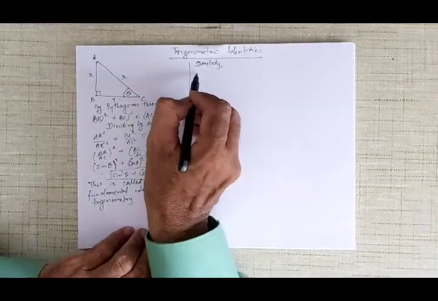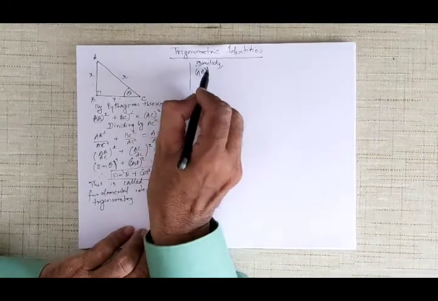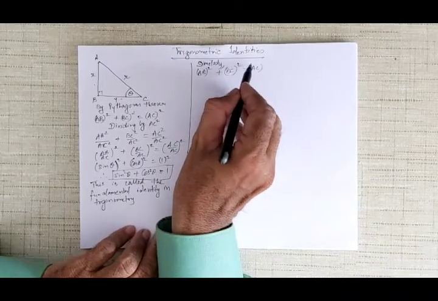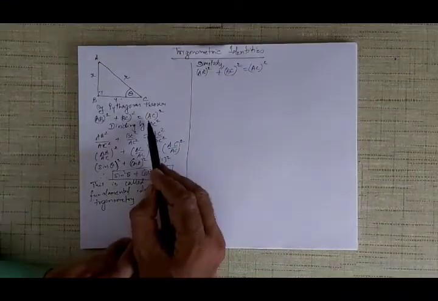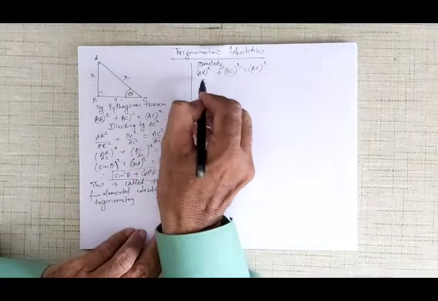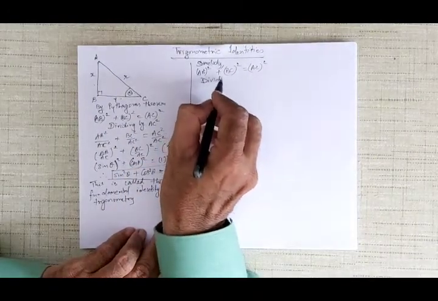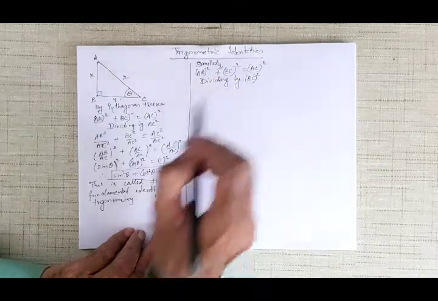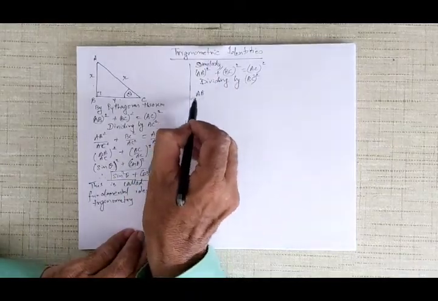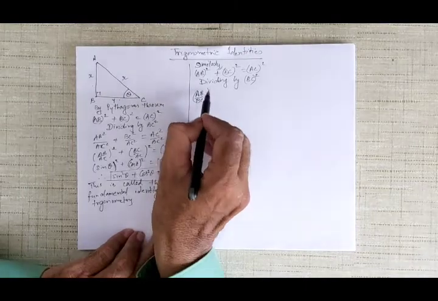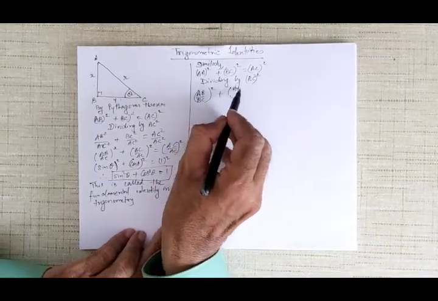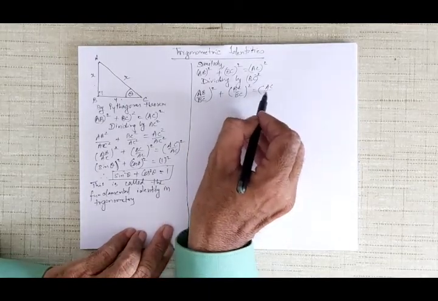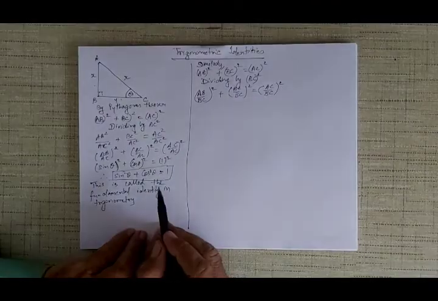again I can write, by Pythagoras theorem, AB square plus BC square is equal to AC square, just like here. Now there we divided by AC square. Here I am dividing throughout by BC square. If I divide by BC square, I get AB upon BC whole square plus BC upon BC whole square is equal to AC upon BC whole square.